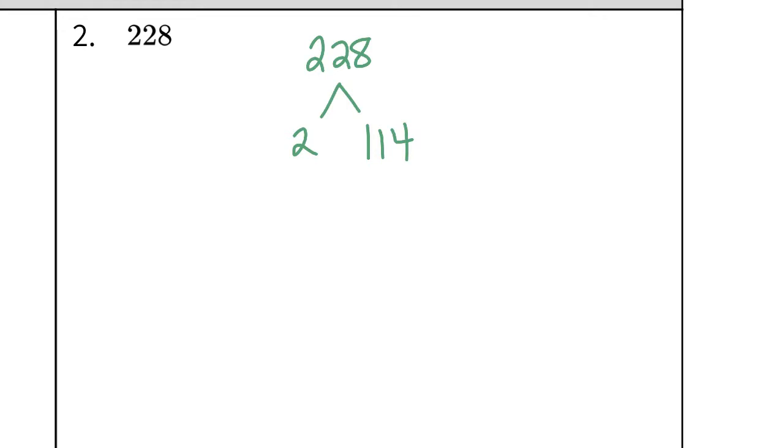2 is a prime number, so I'm going to go ahead and circle that. But 114 is even, so I know I can divide it by 2 again. And that would give me 2 times 57. 2 is prime. Can I break down 57 anymore? So I know 2 is not going to work anymore because this is an odd number, and it'll give me a decimal. And remember our definition said I needed whole numbers. So back to our list from above.